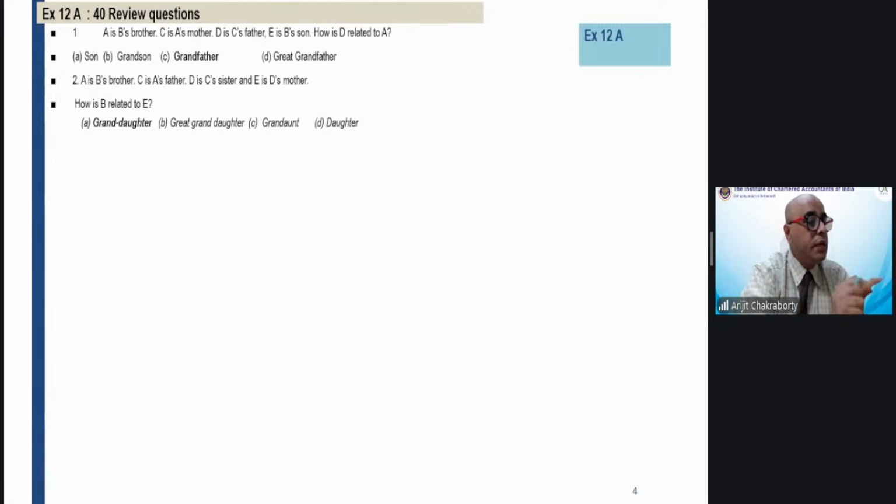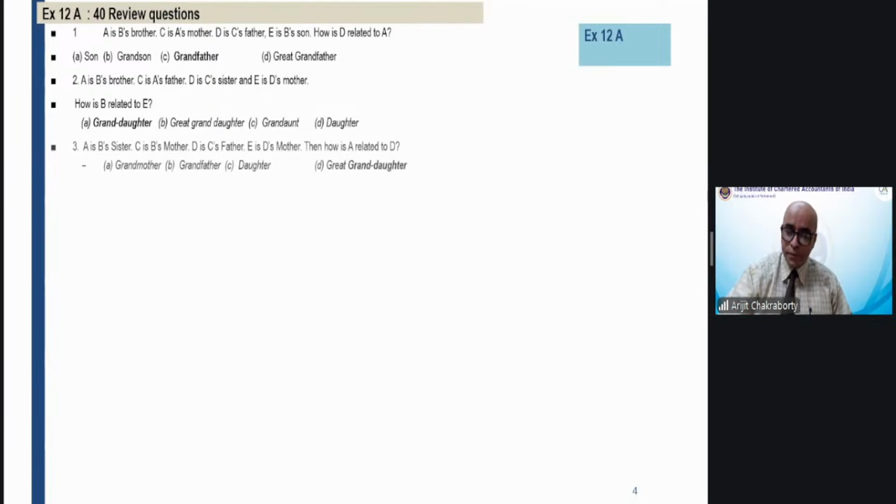Question is, how is B related to E? If you see B, B's immediate parent is C. C's parent is E. So there are two levels between B and E, B to C and C to E. So the only option available which is correct out of the given options is that B is the granddaughter of E. Option A is the right answer. We take the third question now.